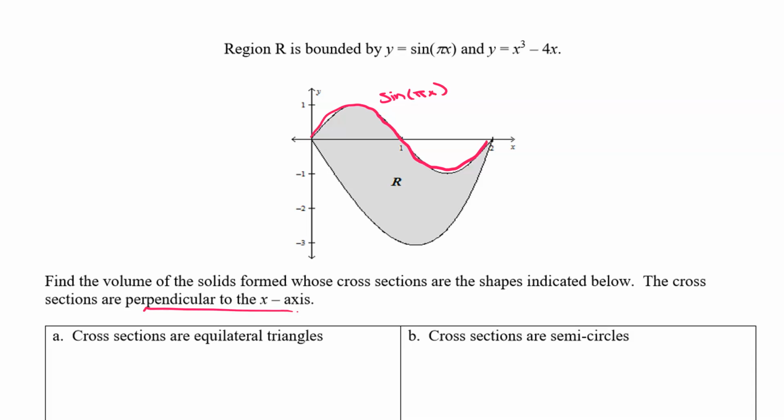Notice we do have an inside there, that pi x. So if we're integrating sine pi x, we are going to have to use substitution. And then our other curve here that forms that area, this bottom one, is going to be x cubed minus 4x. So our bottom curve is g of x. So this is our lower. And our pink guy up there is our upper.